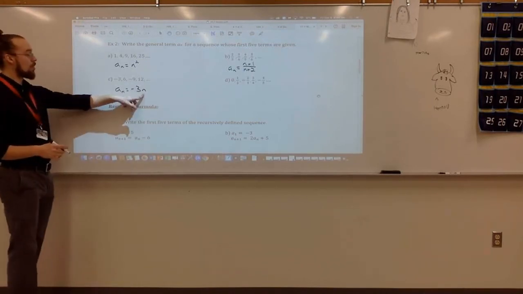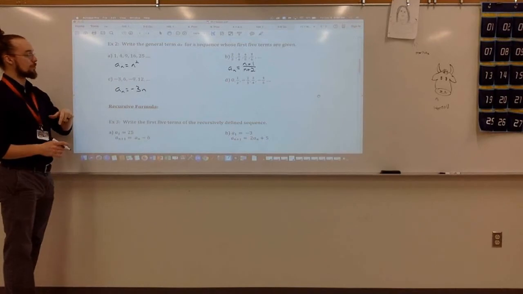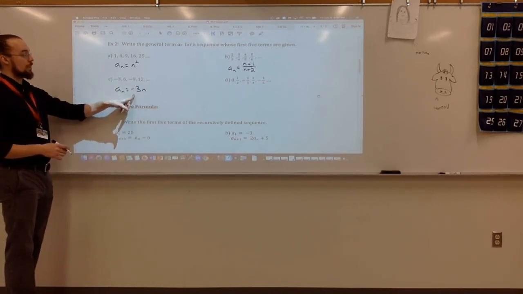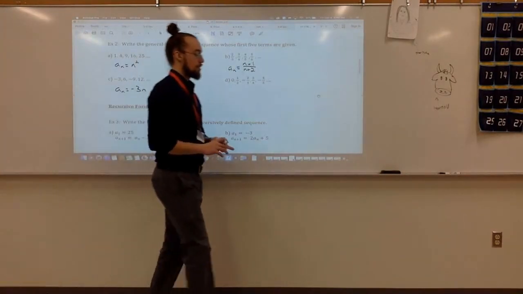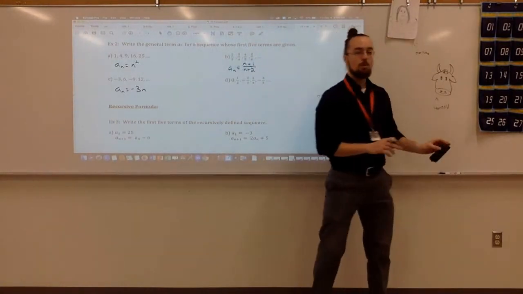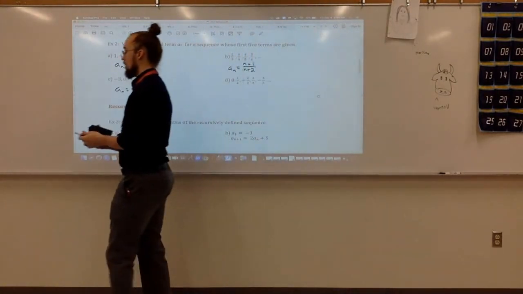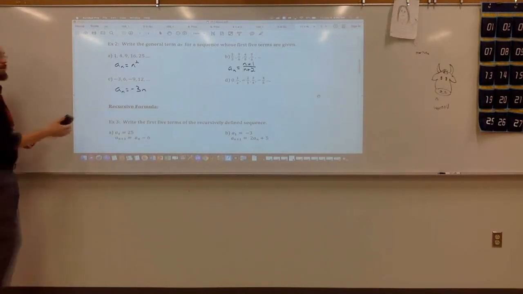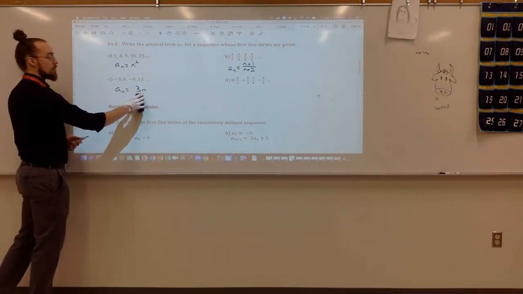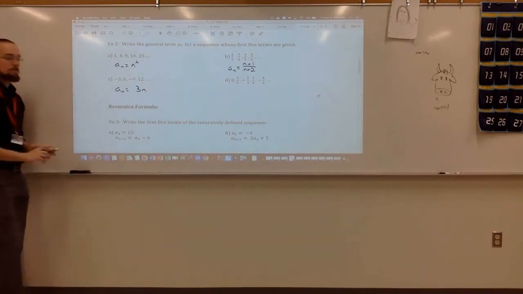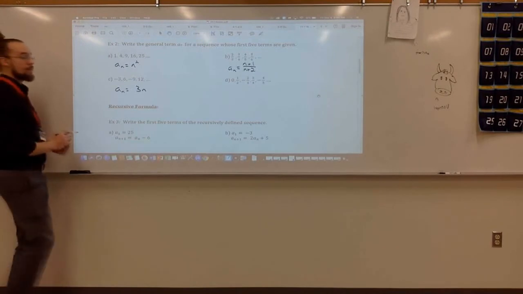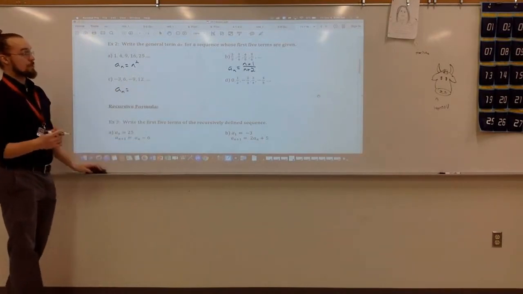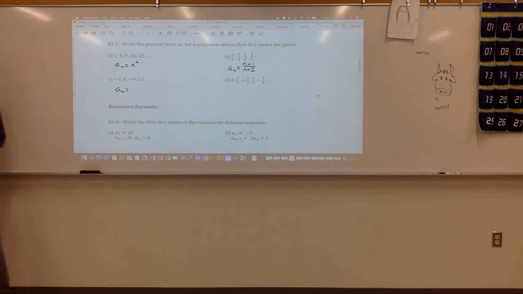So if we plug in 1, negative 3 times 1 is negative 3. If we plug in 2, negative 3 times 2 is negative 6. So we're close, but not quite. How, up top, did we know that we were going to have alternating signs? There was a negative in parentheses, and specifically a negative 1, right?